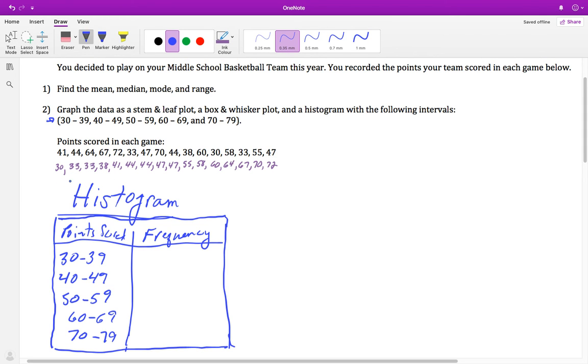So now I'm going through my list, and this is why it's also good to have them written out. I'm going through my list and seeing, well, how many times did we score in the 30 to 39 points? Well, we scored that 4 times, so my frequency is 4. How many times did our team score in the 40 points?